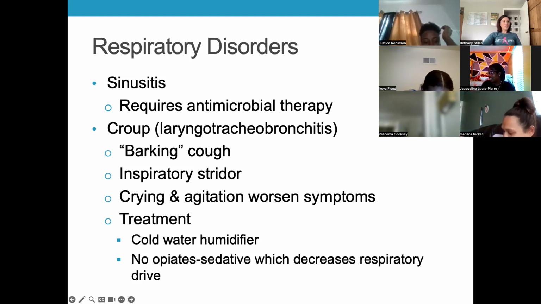And it's really important that we don't give opiates because they're going to be a sedative and decrease the child's overall respiratory drive. So even though they're going to be worked up and agitated, we don't want to use opiates to help keep them calm because we don't want to decrease their respiratory drive.